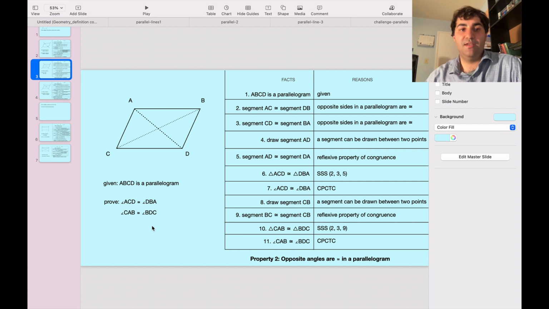So what does this all mean? Well, if we look at angle ACD, where is ACD? Right here, and angle DBA, well, these angles are on opposite sides, right? They're opposite angles. So we can establish the second property, that opposite angles are congruent in a parallelogram.